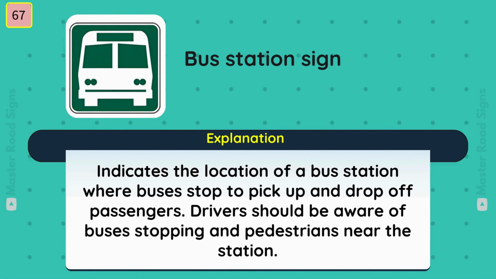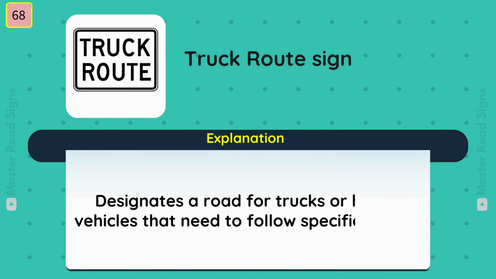Bus station sign indicates the location of a bus station where buses stop to pick up and drop off passengers. Drivers should be aware of buses stopping and pedestrians near the station. Truck route sign designates a road for trucks or heavy vehicles that need to follow specific routes.